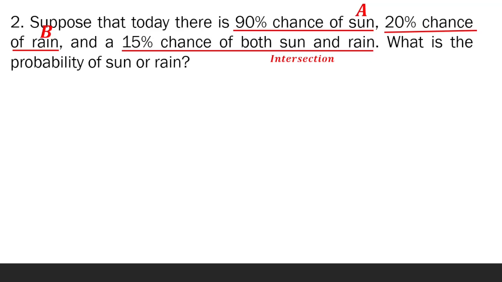Okay? Now next, another keyword in our problem is the word chance. Chance is another term for probability, which means that 90%, 20%, and 15% are already the probability of each event.